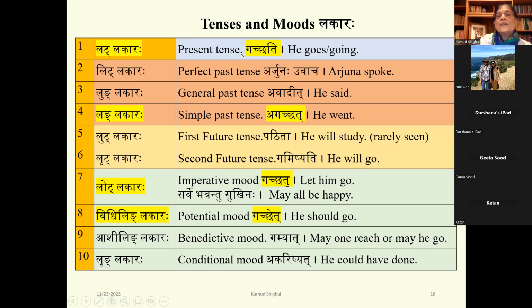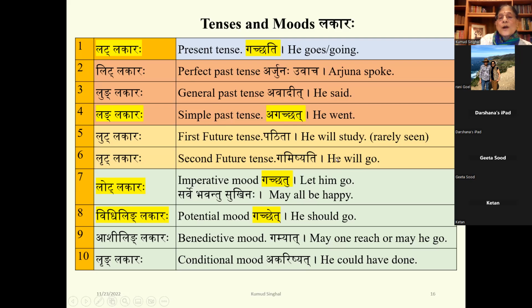So gachati verb form means he goes or he is going. Agachat means he went. Remember in Gita, Arjunaha uvacha. So uvacha is in lit lakaraha, which in these classes we're not going to study in detail.